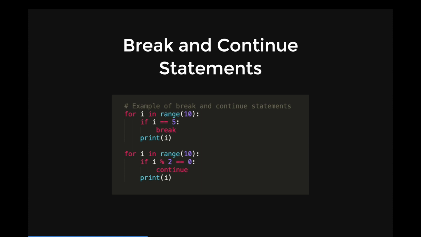In the next second example, I'm saying for i in range of 10, if i mod 2 equal to 0, so what will happen is every time it is an even number, it will not print it. It will continue and go to the next one. Whereas if it's an odd number, it's going to print and keep on continuing till the end of the loop. Understanding control flow statements is essential for writing efficient and effective Python code. They allow you to make decisions, repeat actions, and control the flow of your program based on specific conditions.